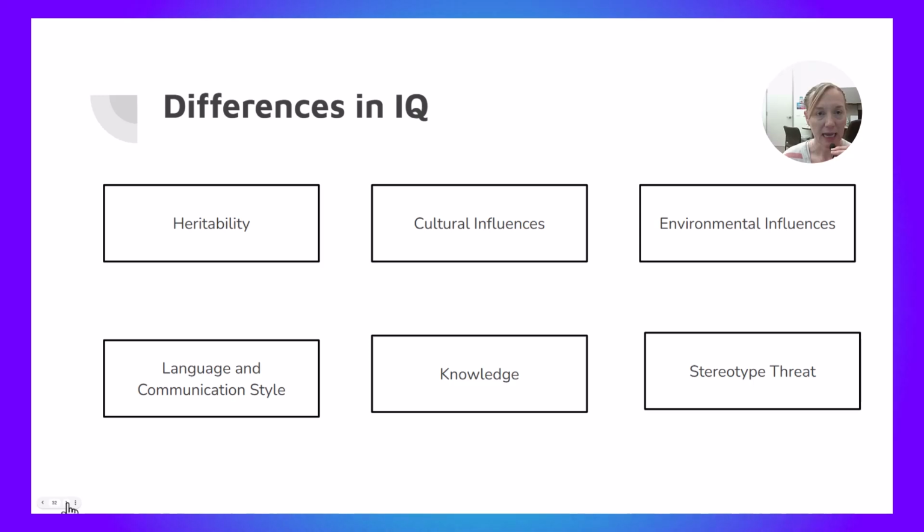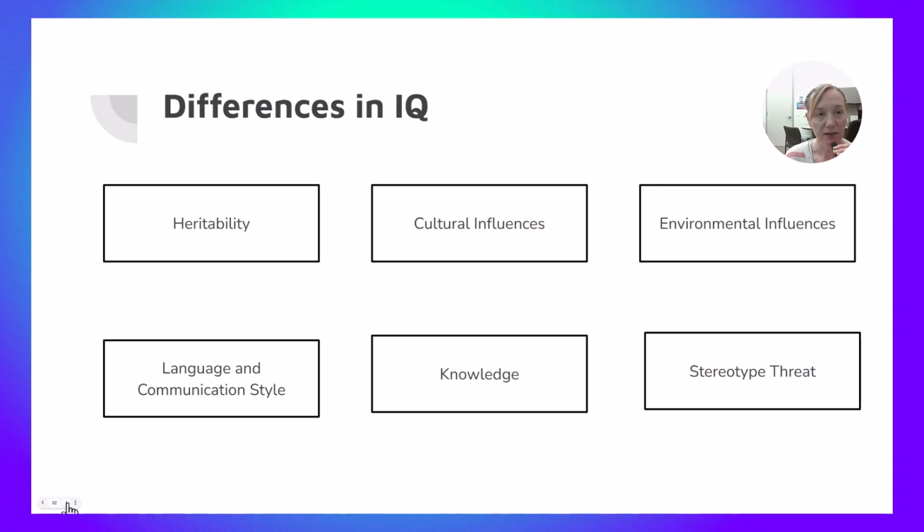So basically, at the end of the day, there are a lot of differences in IQ, and there's reasons for them. One is heritability. We know that we inherit some component of our intelligence. Cultural influences also play a role in how we measure intelligence. Sometimes we are not picking up on different cultures' intelligence because of what our individual culture values. We might not be measuring what a child has been exposed to. Environmental influences are also impactful. Thinking about low socioeconomic status, they're definitely going to impact your ability to perform certain tests.